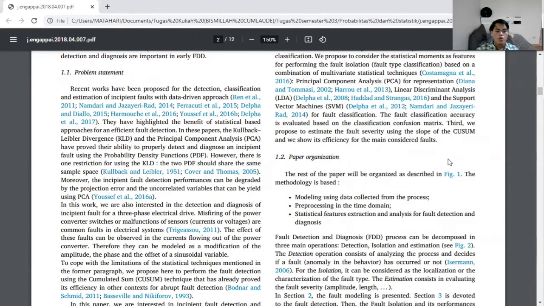In this work, we are also interested in the detection and diagnosis of incipient faults for the three phase.